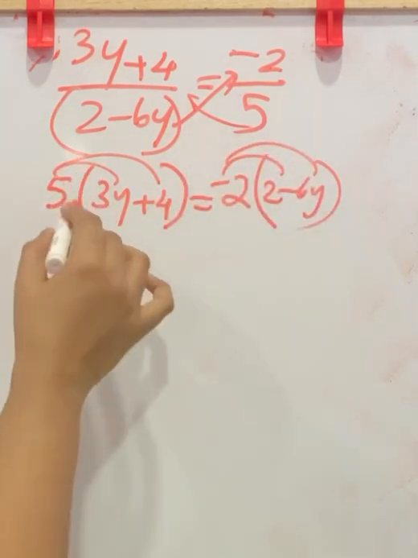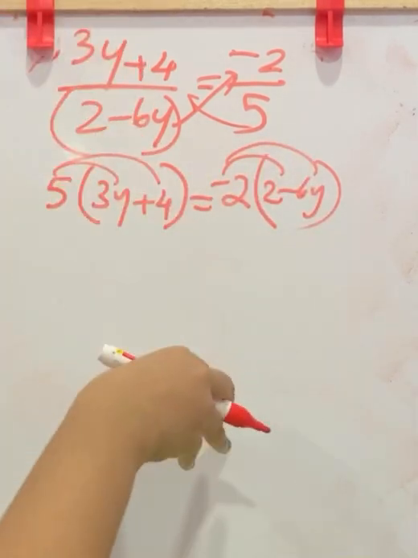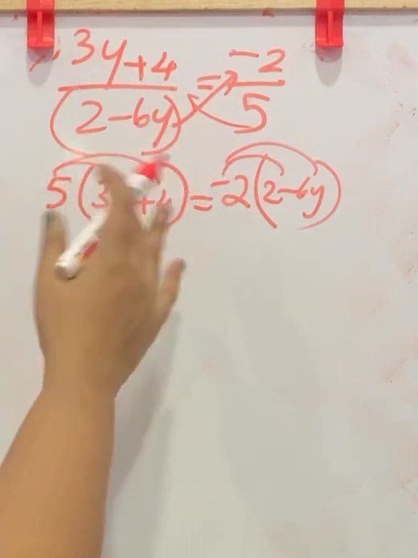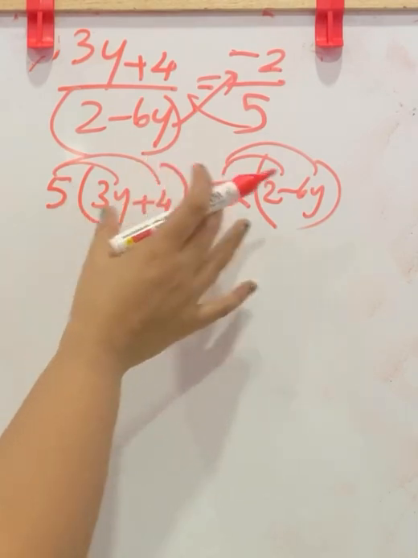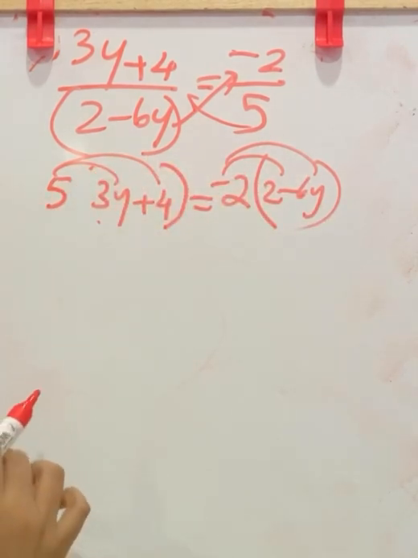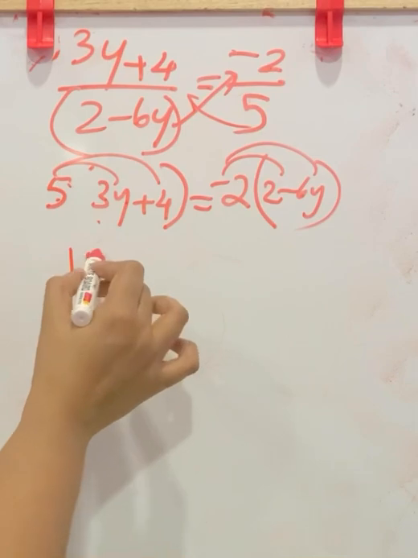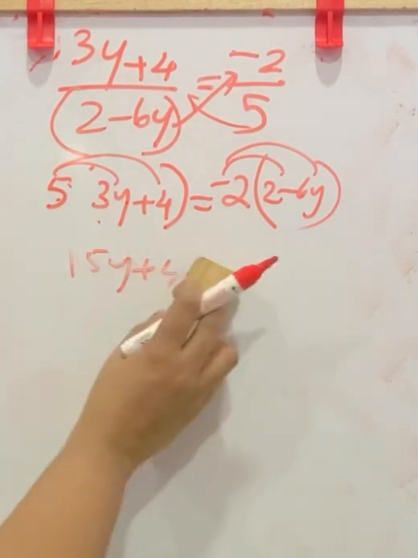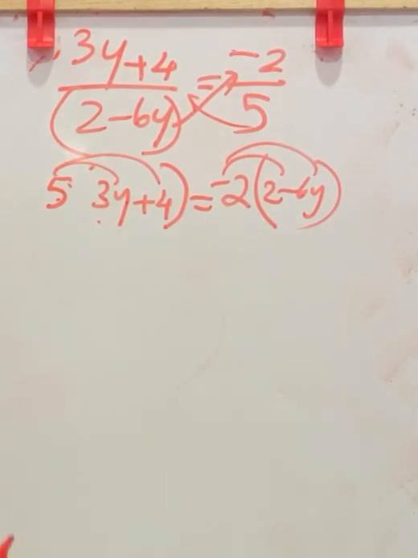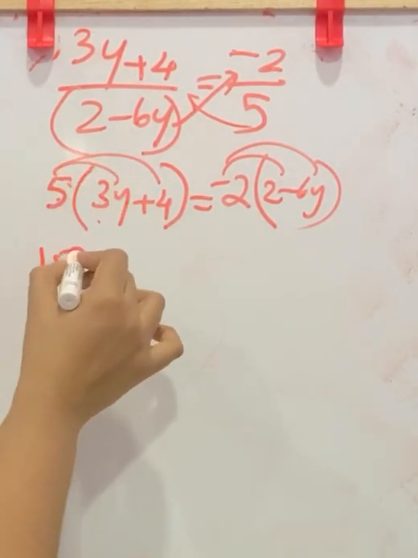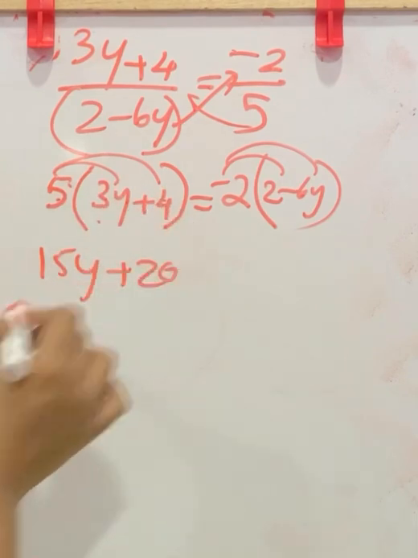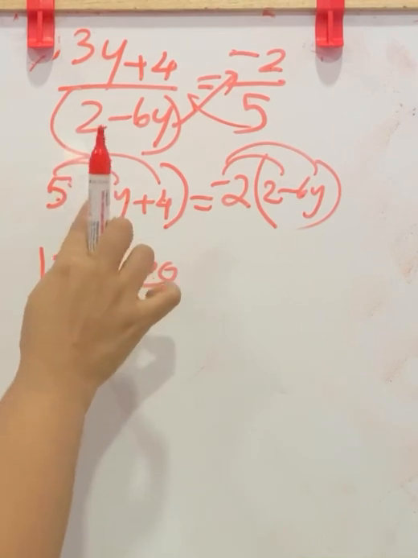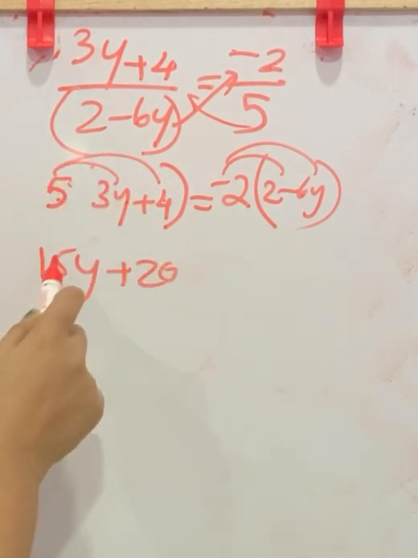Now, distribute this. If you forget to put this bracket, your whole solution will become incorrect because the values will be entirely different. If there is no bracket, it means 5 into 3y, that is 15y, plus 4. But we don't want this 15y plus 4 on the LHS. We can check which is the value here. It is 5 3s are 15y plus 5 4s are 20. So it was not as before. If we forget to put the bracket, it becomes 15y plus 4.